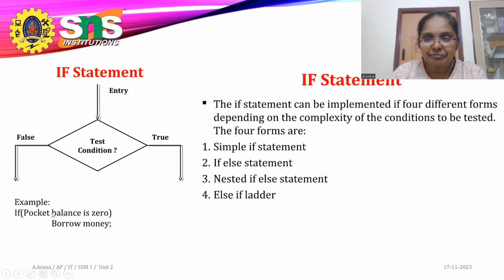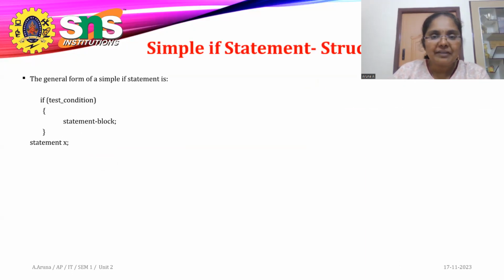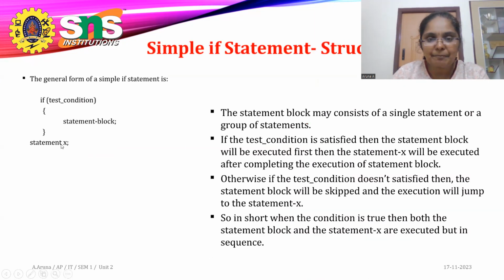For example, if you want to test whether my pocket has money or not. I am checking: if my pocket balance is 0, then borrow money. Otherwise, it will end the program. This is a simple example for the if statement. In the simple if statement, it tests the condition and executes the statement. Otherwise, it will execute statement X.